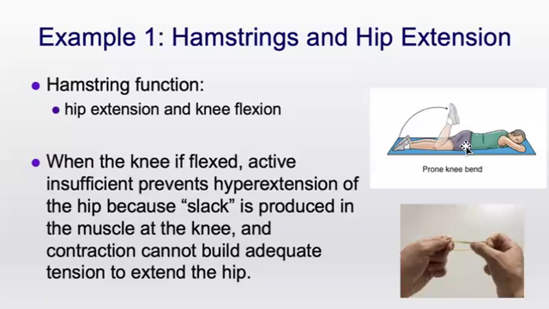And a great analogy for any muscle, and you'll probably hear me say this a lot in this course, is to think about it like an elastic band, right? So if there is slack in the elastic band, if you start to pull on it at the hip, it's not going to create tension. Now, if you extend the knee, that pulls on the elastic band and creates tension so that you can use that hamstring to generate hip extension. Okay, so this is a prime example of an active insufficiency.